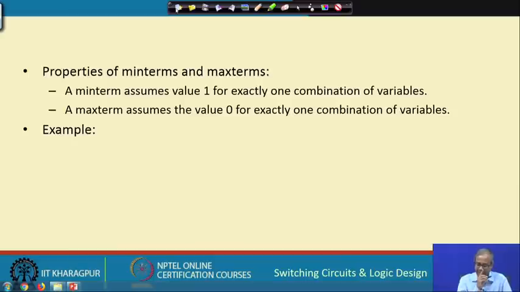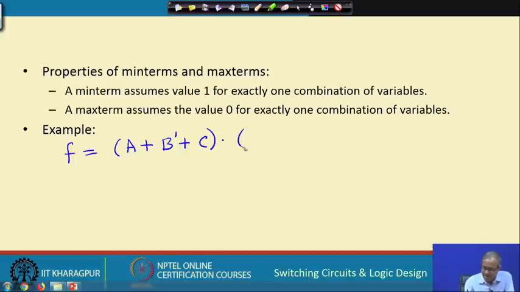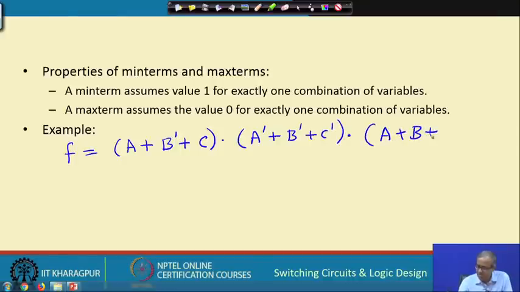Similarly, for a maxterm, the condition is slightly different. Again, let us take a function of 3 variables. I am writing it in terms of maxterms. Let us say one maxterm is a plus b bar plus c, another is a bar plus b bar plus c bar, and another is a plus b plus c. So, there are 3 maxterms.